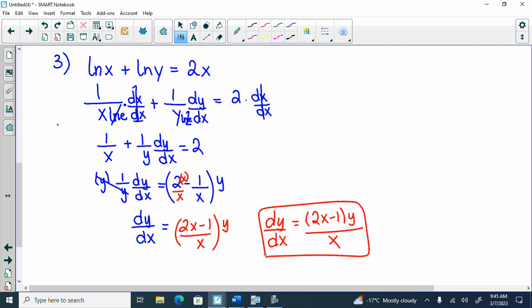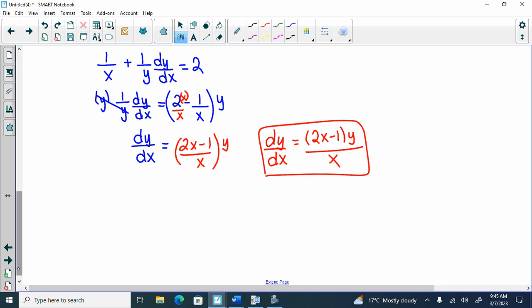Okay, 4. y equals log base 2 of x squared.